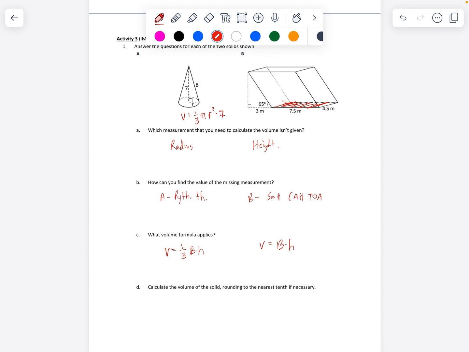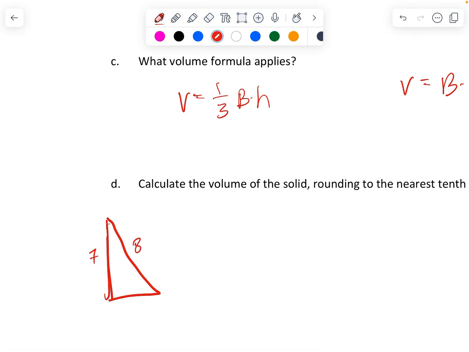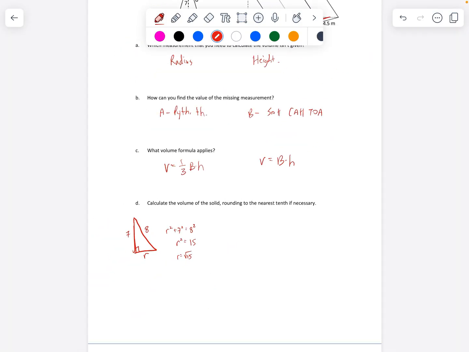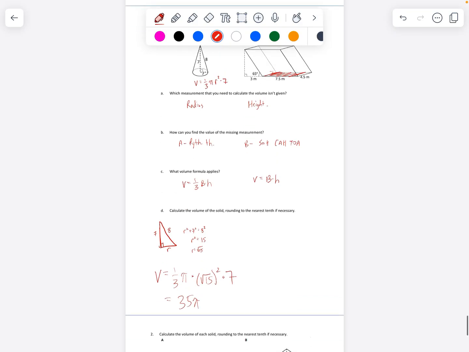So for the first one, we need to find the radius. If this is 7 and this is 8, use Pythagorean theorem. So this is r. So r squared plus 7 squared is 8 squared. So r squared is 64 minus 49, which is 15. So the radius is root 15. So plug that into your formula. So volume equals 1/3 pi r squared, so root 15 squared times 7. So that's going to give you 35 pi altogether when you simplify it, units cubed.